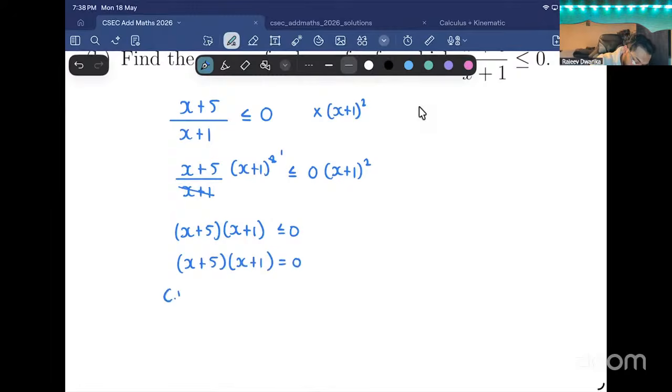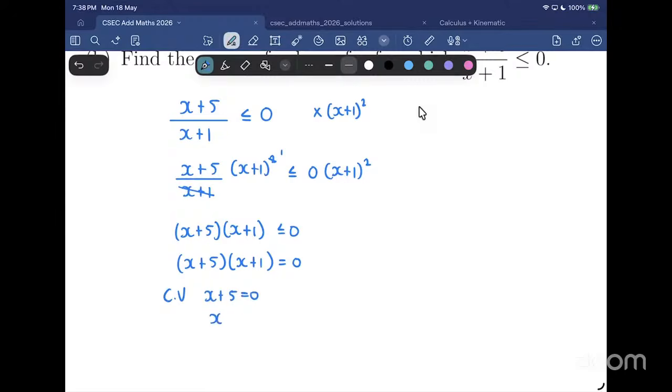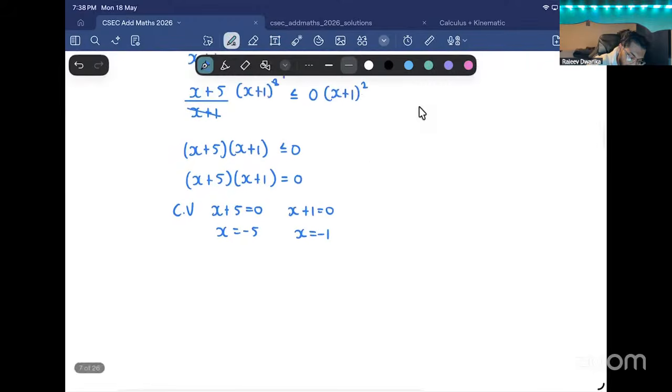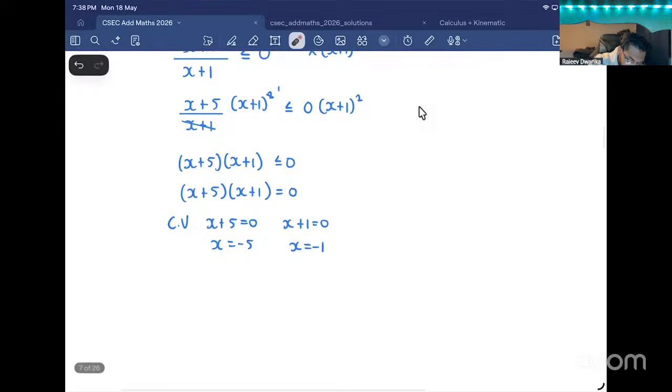Let's find the critical values. So the critical values are going to be x plus 5 is 0, so x is minus 5. And x plus 1 is equal to 0, so x is equal to negative 1. So here's what we could do, a sketch of the quadratic now. You have x by x, that would result in x squared.